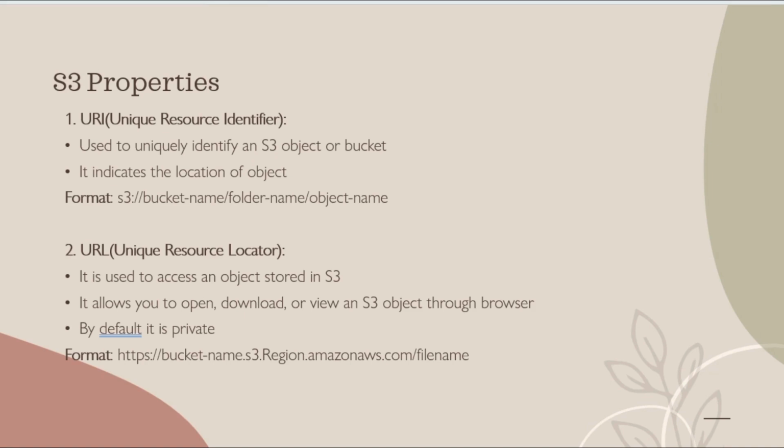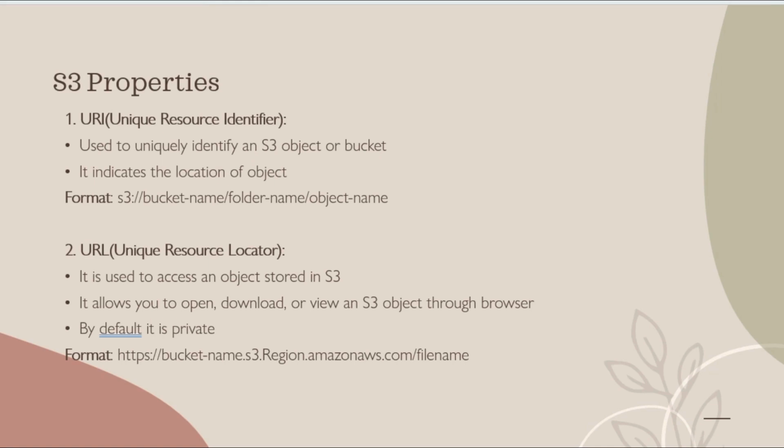The URI cannot be accessed through the browser, and it will be used only in configurations or policies. And the format of URI is s3:// bucket name. And if the object is stored in any folder, it will indicate the folder name first, and the object name will be declared next, or otherwise the object name will be displayed. Here the folder name is also known as S3 prefix.